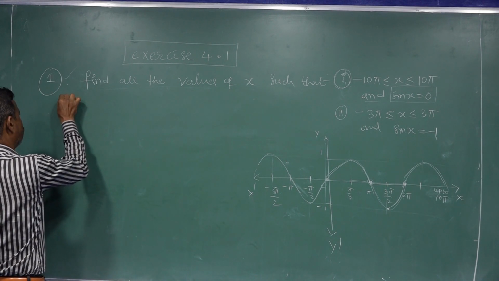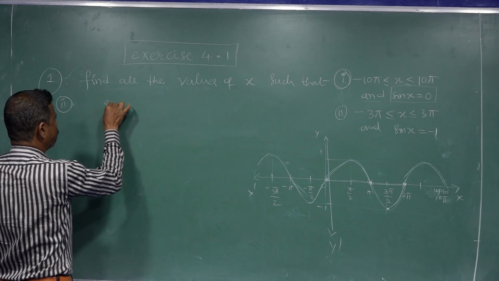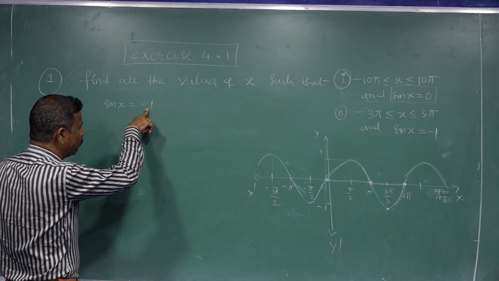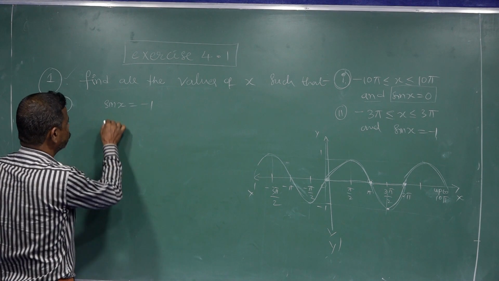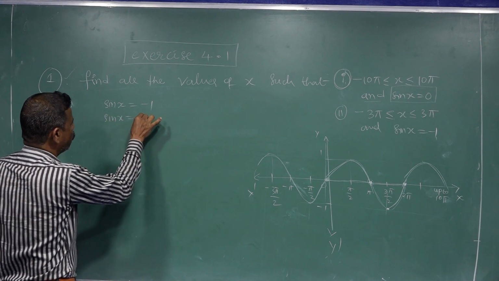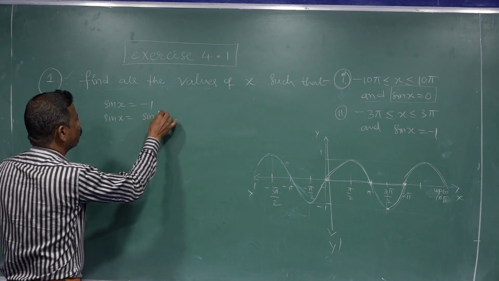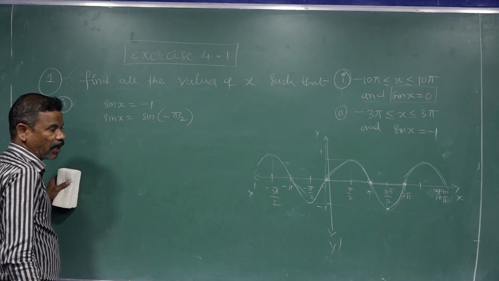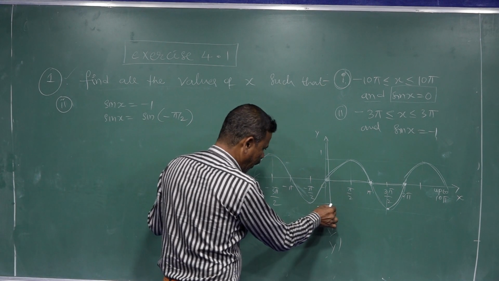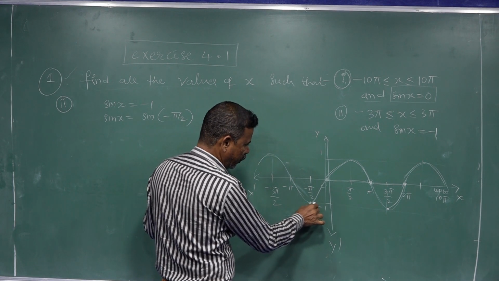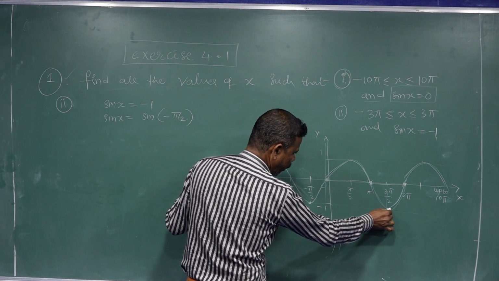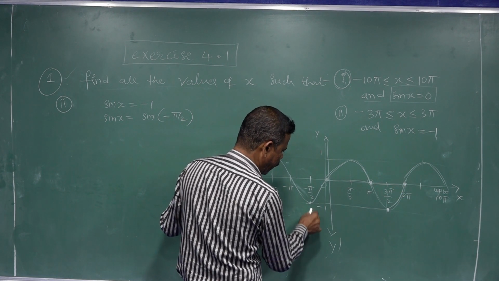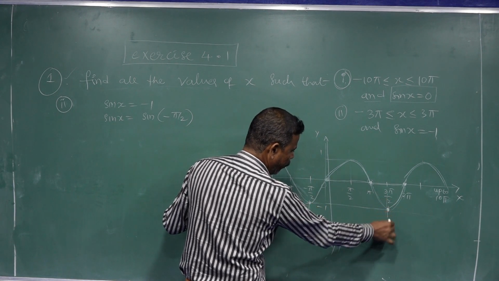Second subdivision. What is the given equation? Sin x is equal to minus 1. Minus 1, at which value of x is sin equal to that? Sin x is equal to sin of minus 90, which is minus 1. So where is it minus 1? Here, minus 90. After that, at 3π by 2 it is minus 1. After 3π by 2, there are other values also. Here minus π by 2, here 3π by 2.